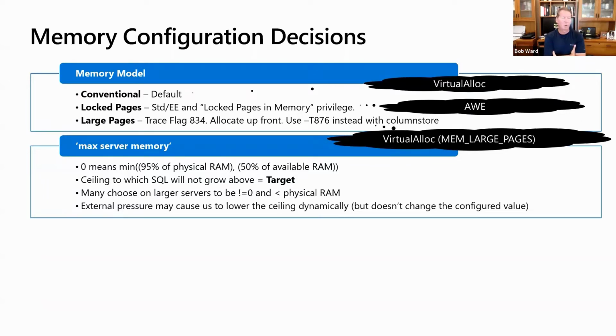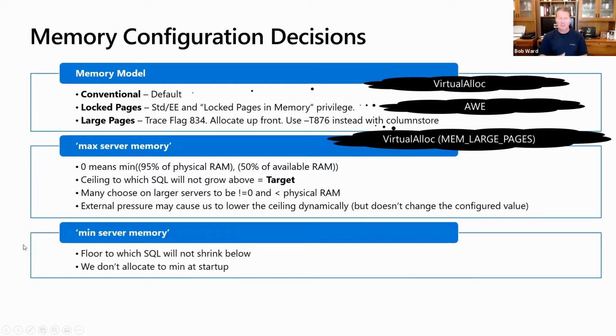I'm sure you're asking yourself, well, what should I use? We've got a nice knowledge base article that talks about this. It varies, unfortunately, a little bit on how you should do that, but many choose to do this because they found if they leave it at 0 and use locked pages, sometimes Windows does not behave great when you've used almost 95% of physical RAM. So an important term here, external pressure, which is operating system pressure outside the SQL process, may cause us to lower our ceiling dynamically, but it doesn't change your configuration value because we could go back up to what that value was if we determine the pressure is gone.